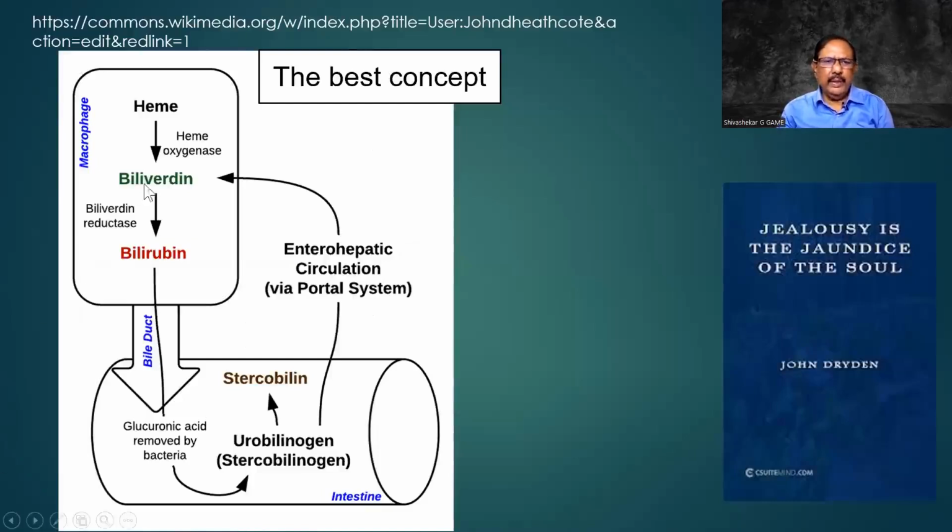In fact, this particular one is different. This is totally conceptual, the best concept in my entire presentation. Heme, biliverdin, bilirubin, and then there is an excretion through the bile duct, goes to the intestine, converted to stercobilin and urobilin. There is an enterohepatic circulation, again it goes on. This kind of line diagrams you people will have to see repeatedly.